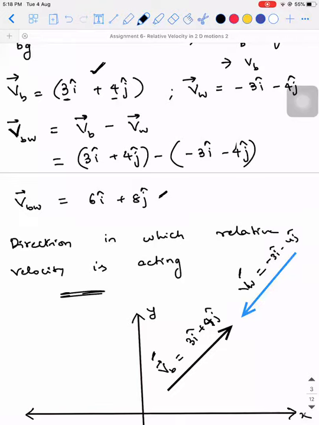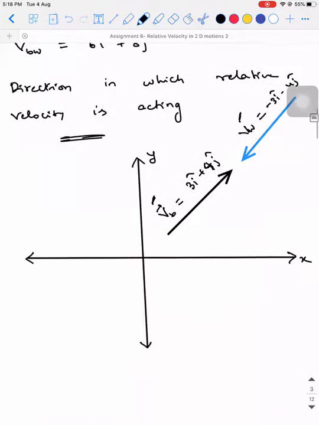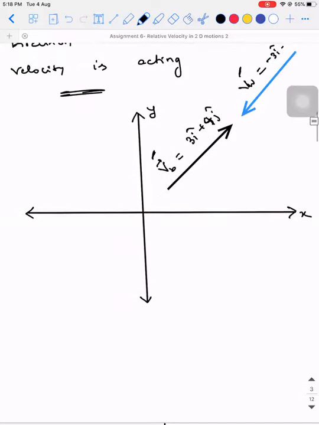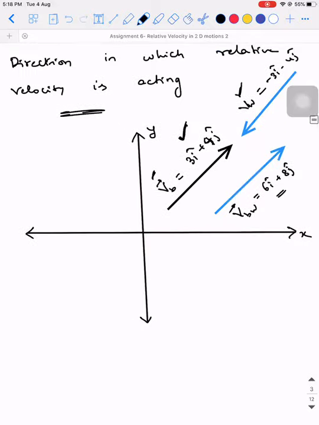Okay, how is the 6i cap plus 8j cap going to be? It will be somewhat like this. So he is moving with a speed of, this is the velocity of boat with respect to water. Can I write it as 6i cap plus 8j cap? Meaning of this is actually he is rowing with what speed? The boat is actually moving with a speed of 3i cap plus 4j cap. But the water, since it is in the opposite direction, the person in the boat will actually feel that he is actually rowing with this much speed.